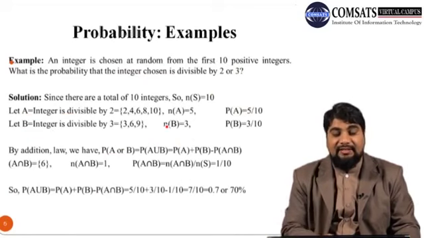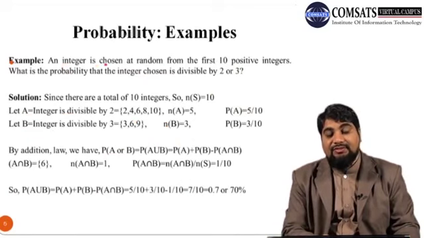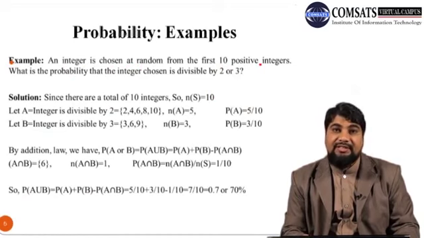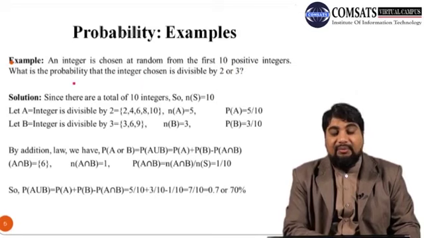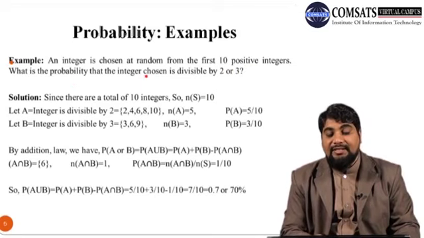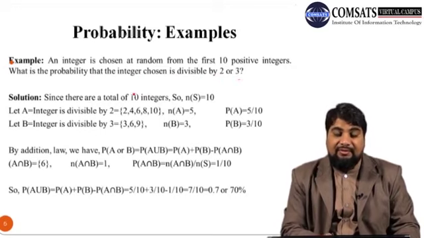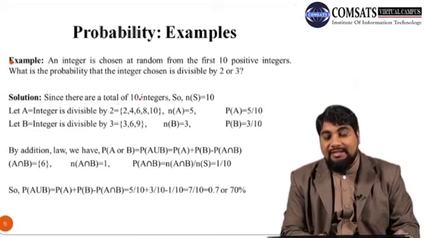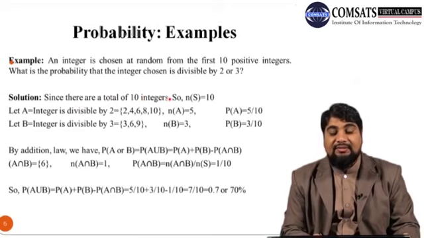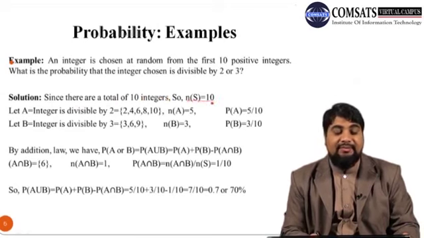So let us consider another example. An integer is chosen at random from the first 10 positive integers. What is the probability that the integer chosen is divisible by 2 or it is divisible by 3? Since there are a total of 10 integers in this case, the total number of sample points is 10.